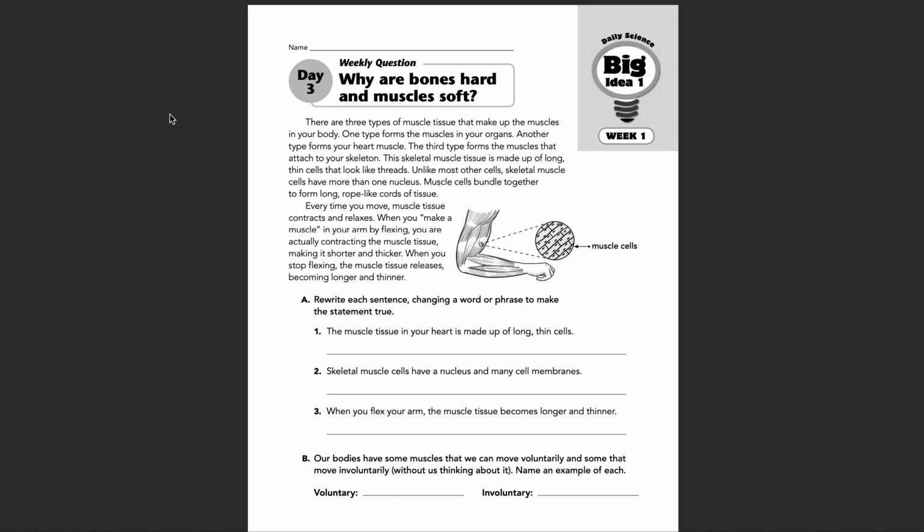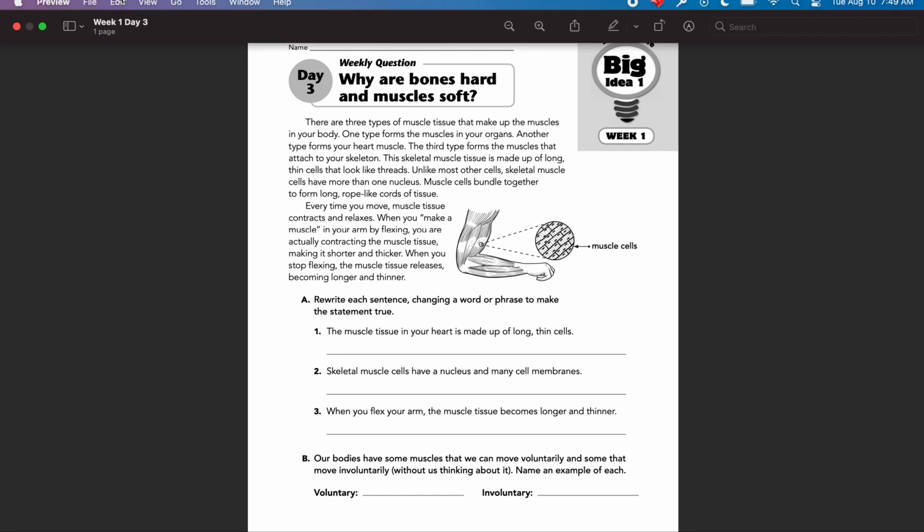So part A wants us to rewrite each sentence, changing a word or phrase to make the statement true. Number 1, the muscle tissue in your heart is made up of long, thin cells. We know that that is false because it is the muscle tissue attached to our skeleton that is made of long, thin cells.